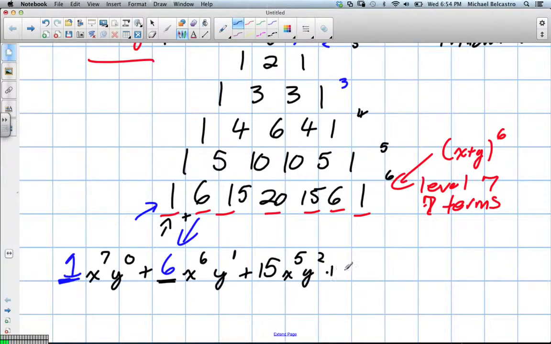Good. Next one would be 20, x to the 4, y to the 3. Then what? 15, x to the 3, y to the 4. Our y is going up. Next one would be 6, x to the 2, y to the 5.